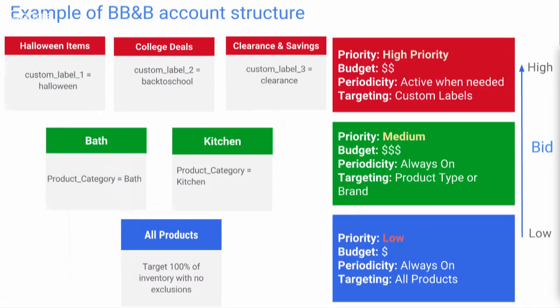So things like clearance and savings or college deals if it's the fall time when college students are moving in. So those things will switch off and on, but they're high priority because they're time bound. So in the time that they're running, you really want to make sure you're putting your best foot forward with those particular items.